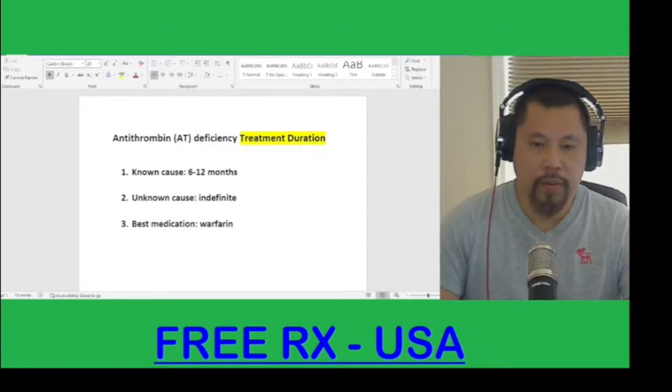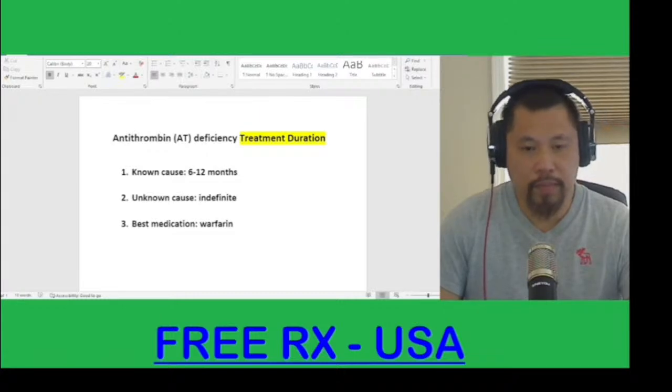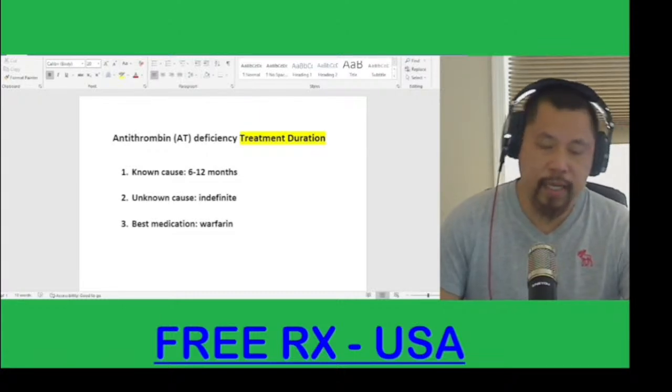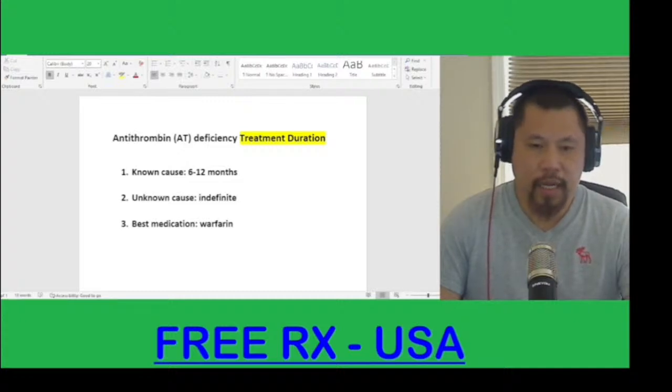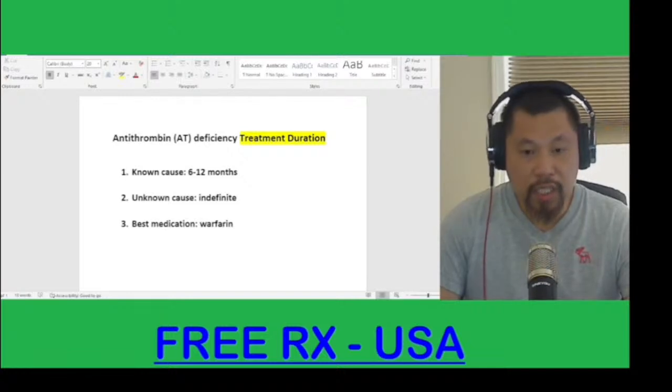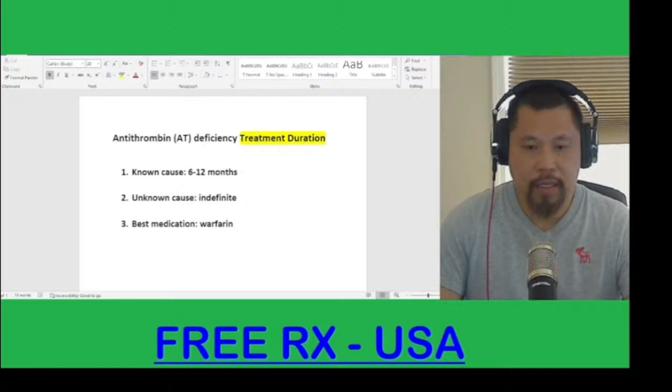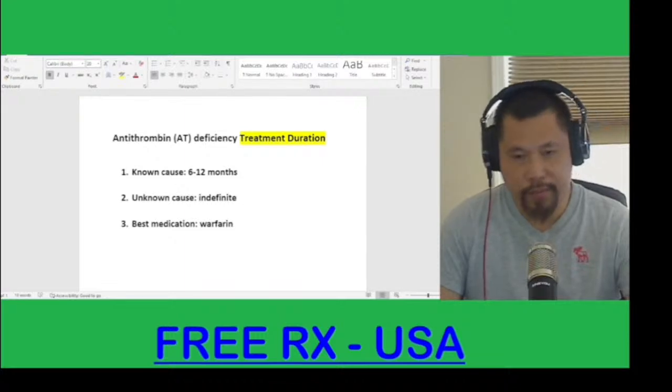If you know the cause of the blood clot, you may need to take a blood thinner medication for 6 to 12 months. If you don't know the cause of the blood clot, then you may need to take a blood thinner medication the rest of your life, especially when you have a blood clot in your leg or your lung. The best medication for this indication is warfarin.